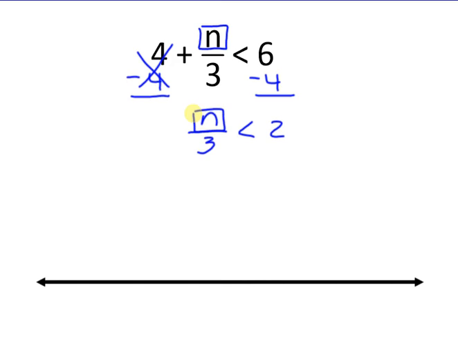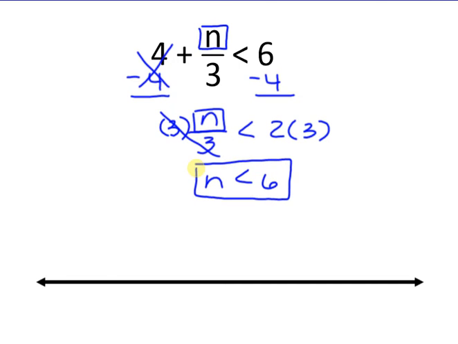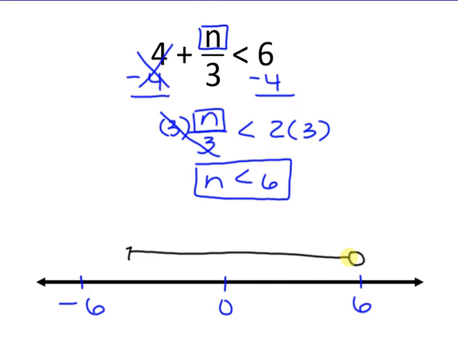Again, box my variable. I have division happening here, so I need to do multiplication. Multiply by 3, multiply by 3. These cancel. Bring down my n, bring down my sign. 2 times 3 is 6. Now let's go ahead and graph. This tells me open circle on top of the positive 6, arrow going to the left.